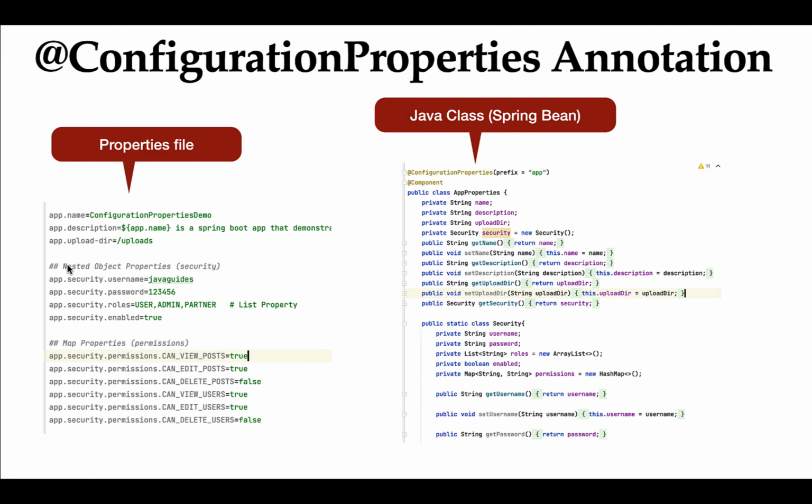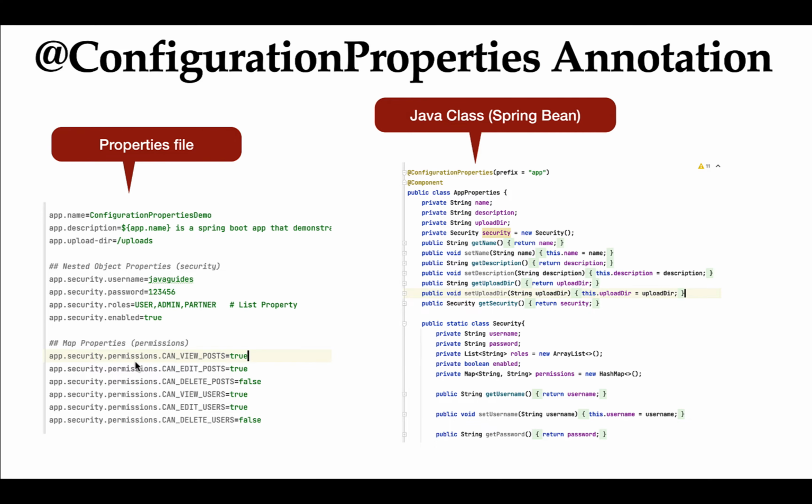Next, we can bind the nested object properties. For example, here app.security.name, app.security.password, app.security.roles, app.security.enabled. In order to bind these nested object properties, we can create a separate class. For example, look here at Security, and within the Security class we have defined all these properties: username, password, roles and enabled. So this is how we can use the @ConfigurationProperties annotation to bind nested object properties in a Java class.